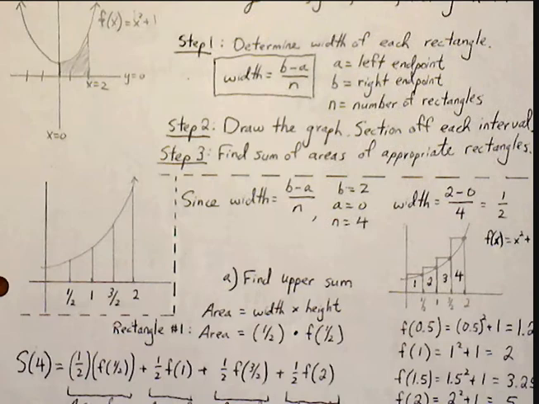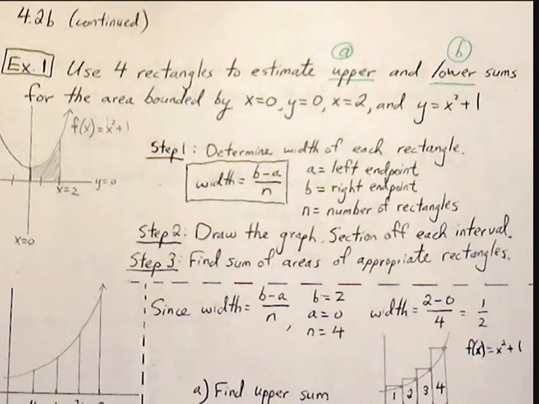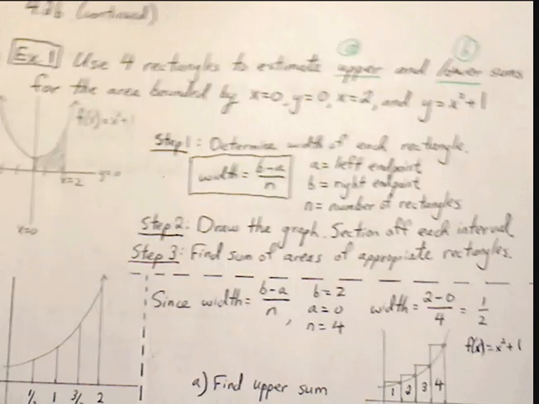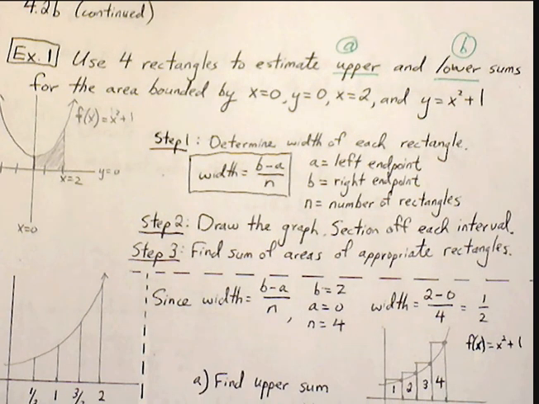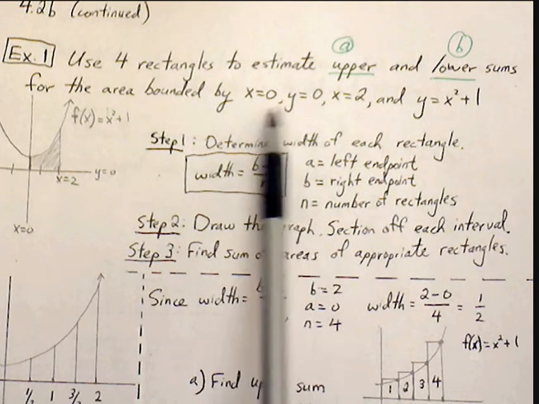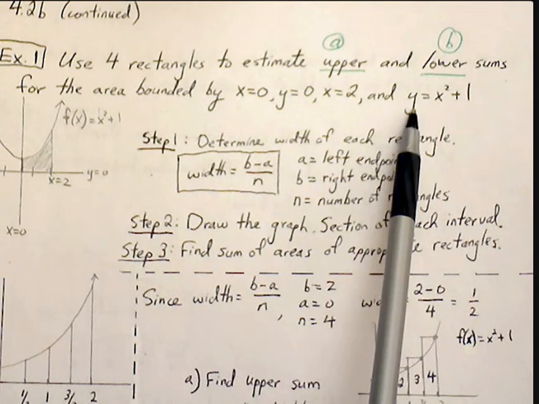Okay, let's see if I can get through an example here. So we're going to use, for example 1, 4 rectangles to estimate the upper and lower sums for the area bounded by x equals 0, y equals 0, x equals 2, and y equals x squared plus 1. So these 4 lines and curves should give us an enclosed bounded region.